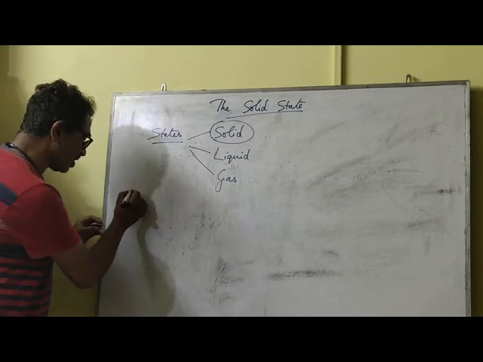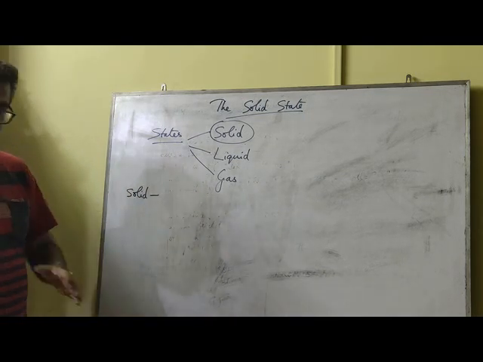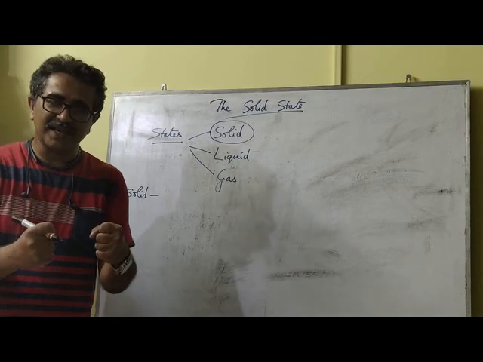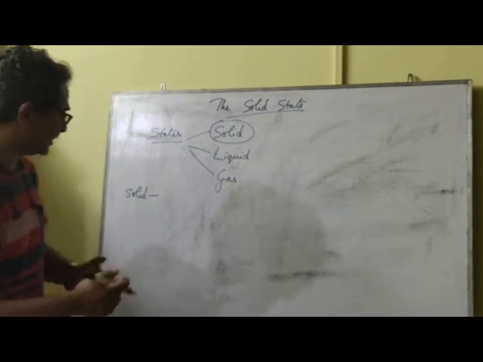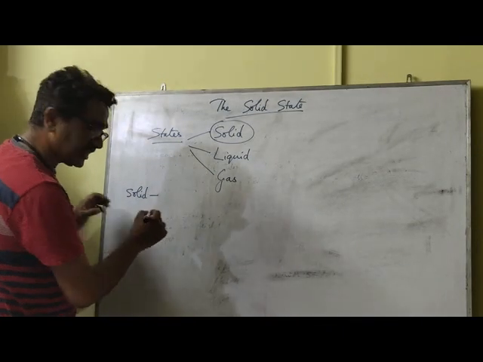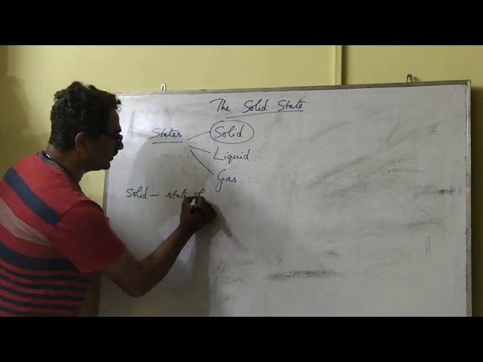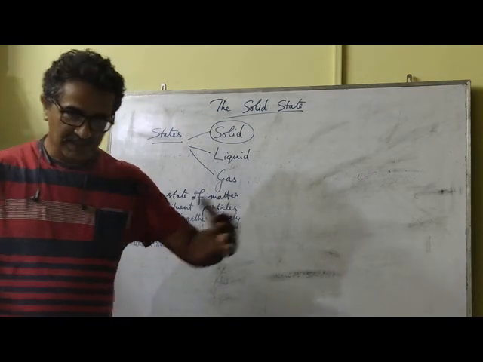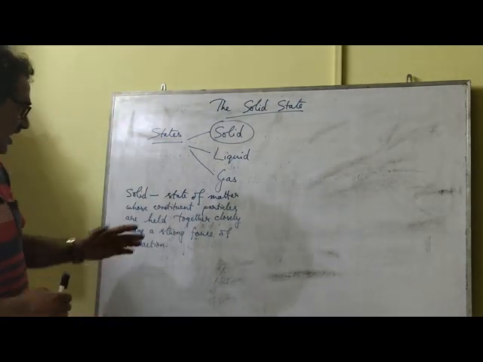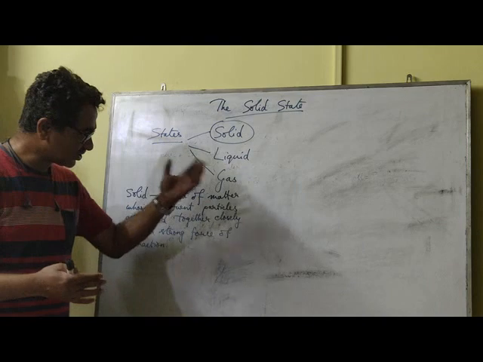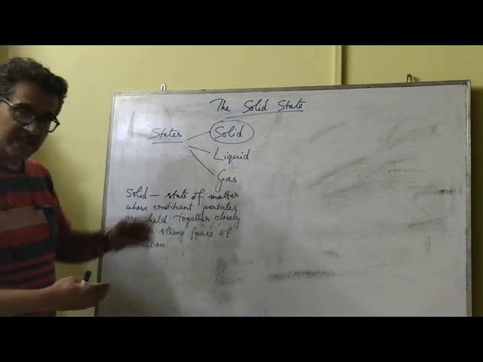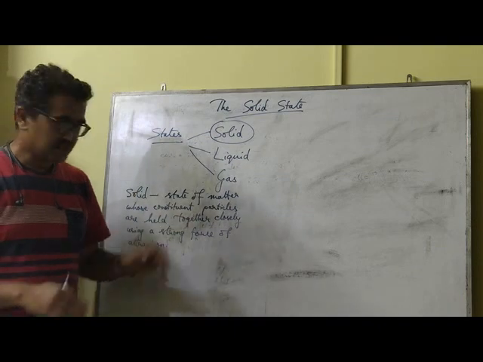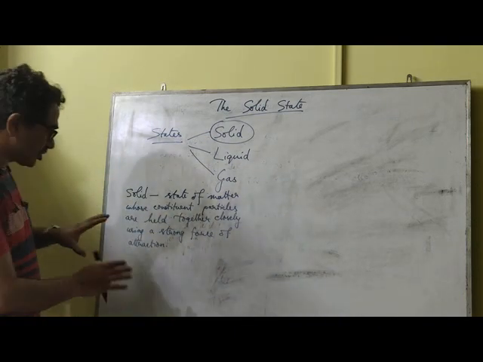So how do we define a solid? Solid is that state of matter where the constituent particles are bound together using a strong force of attraction. I can just write the definition in a nutshell. Here the constituent particles are bonded together using a very strong force of attraction. So this is what is solid. Liquid and gas are quite obvious, you know that. The force is comparatively much less in gas. In liquid it's more compared to gas, but less than solid. But currently we are going to concentrate more on solid.